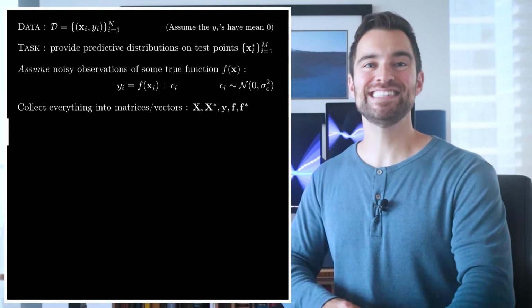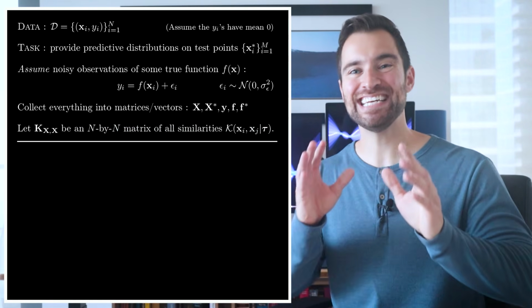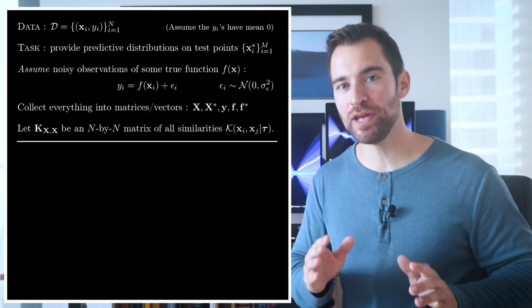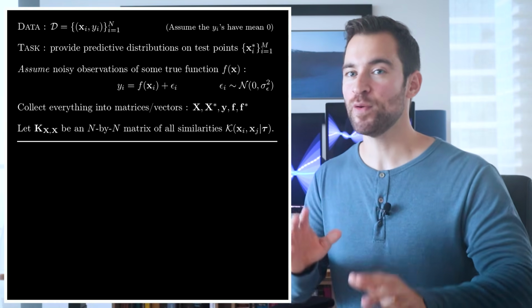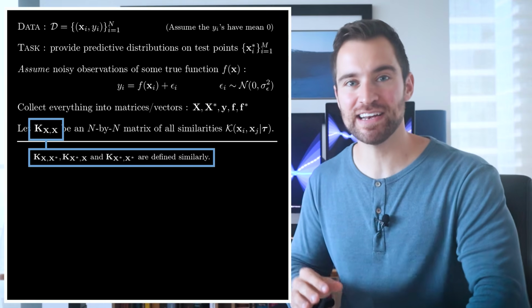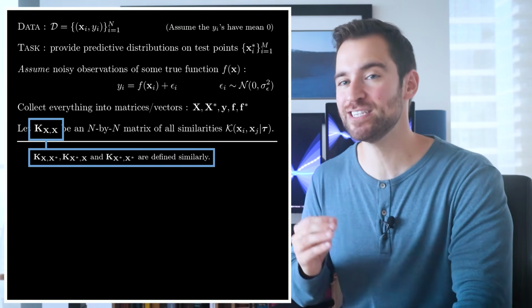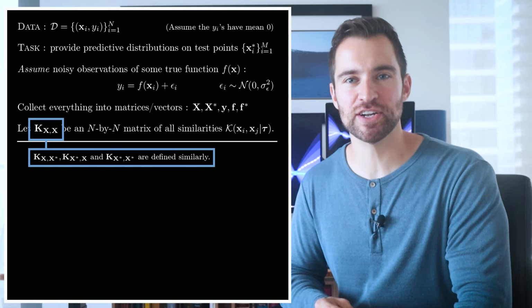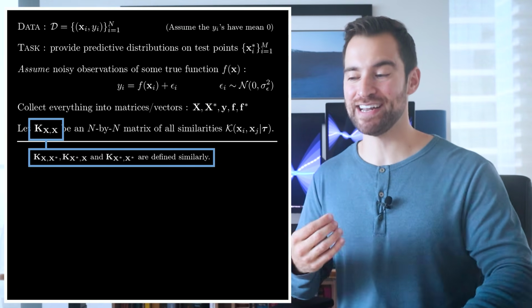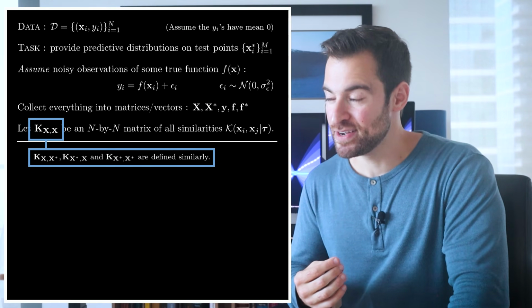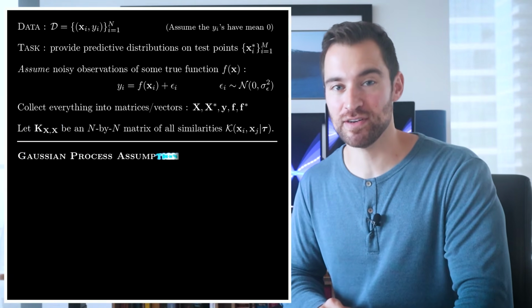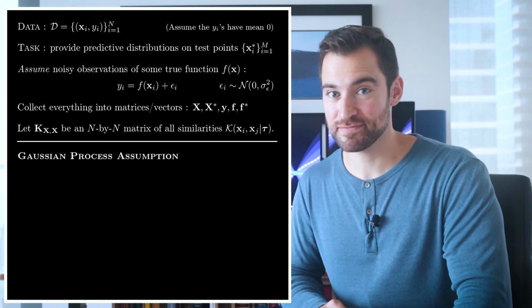Okay, next, let's say K sub XX is an n by n matrix containing all kernel similarities for any two inputs from our data. Also, similarly define these related matrices referring to test point similarities. Got it? I just threw a lot of notation at you, so it may help to pause the video and digest this. Especially since we're about to reveal the major GP assumption. This is where things get interesting.